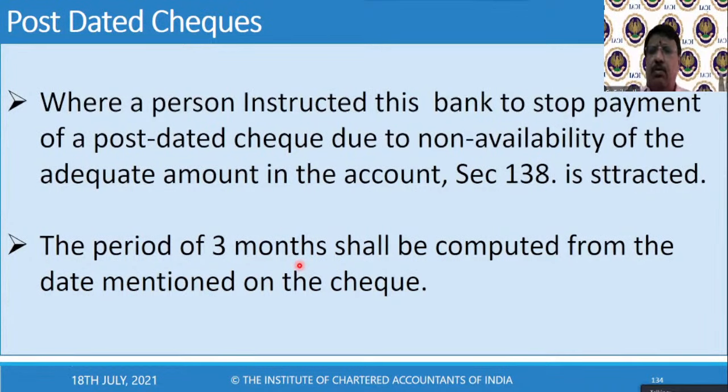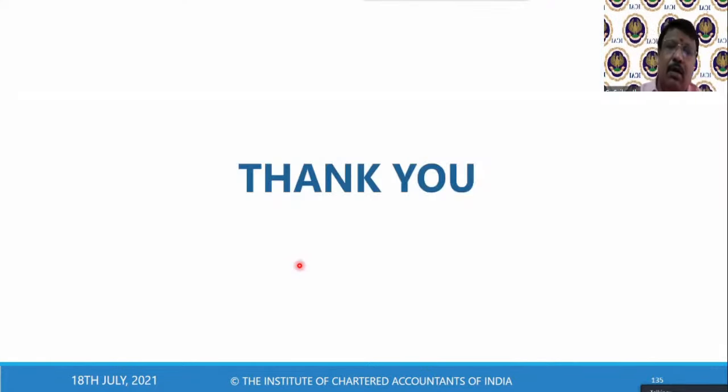Very well. But suppose there is no money, and because there is no money you are doing this, then 138 is attracted. How will the 3 months be computed? From the date mentioned on the check. If it's a post-dated check, 3 months will be counted from the date mentioned on the check. Wonderful.